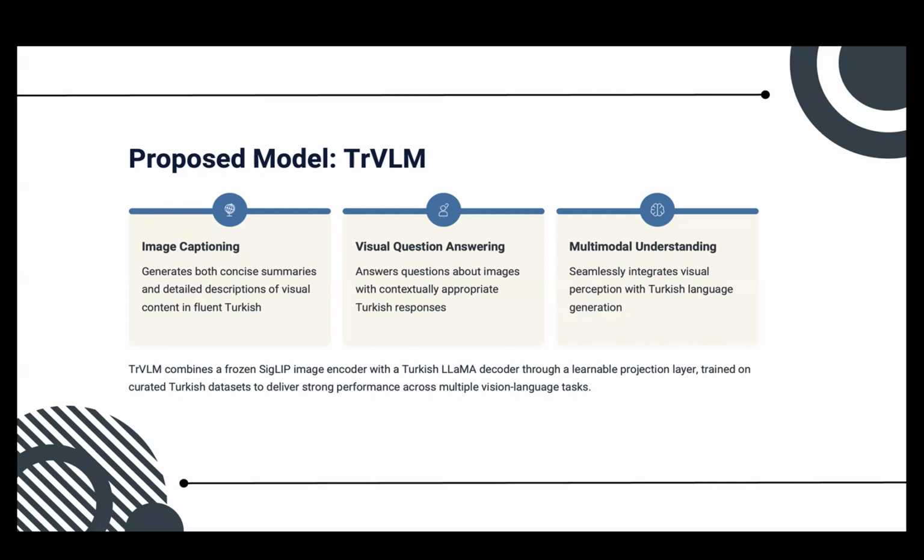Second, for visual question answering, the model provides contextually appropriate Turkish responses to questions about the image. The third, and perhaps most importantly, TR-VLM achieves true multimodal understanding by seamlessly integrating visual perception with Turkish language generation. The model combines a frozen SigLIP image encoder with a Turkish Llama decoder through a learnable projection layer.